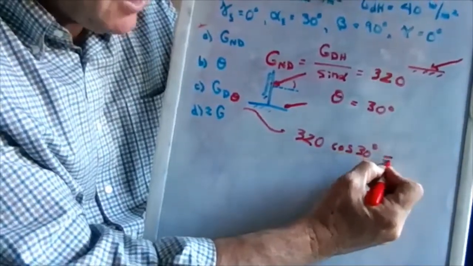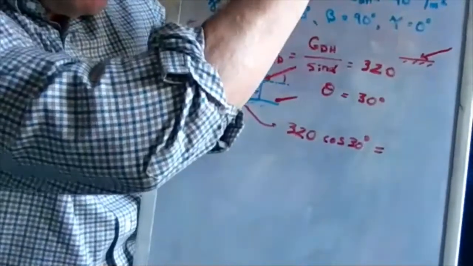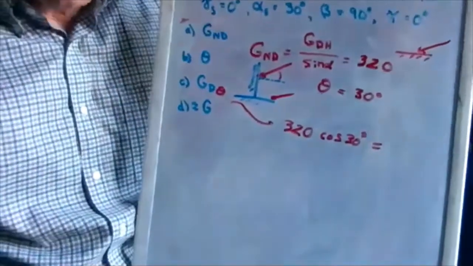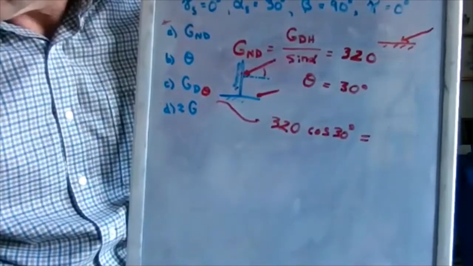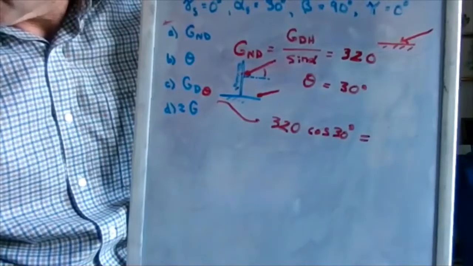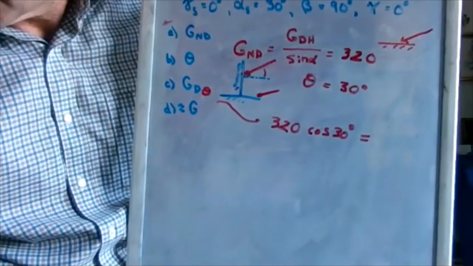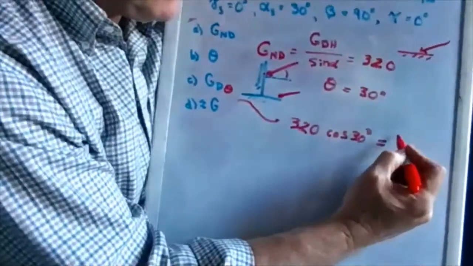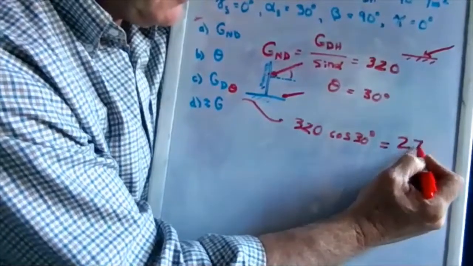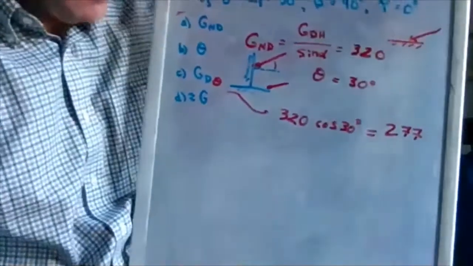I can't do that in my head, but it should be pretty high because the angle of incidence is not large. And I'm getting 277 watts per meter squared. Again, leaving off the units.